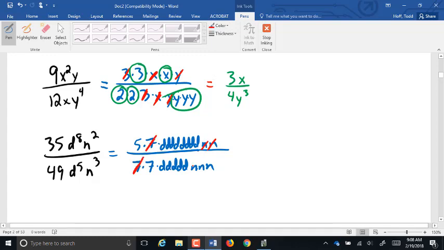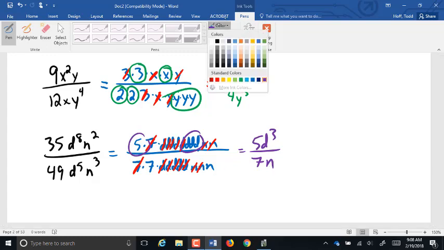A 7, 2 n's will cancel, and 1, 2, 3, 4, 5, 1, 2, 3, 4, 5. So on top we've got a 5 and we've got 3 d's. 5d to the 3rd, and on bottom we've got a 7 and an n.